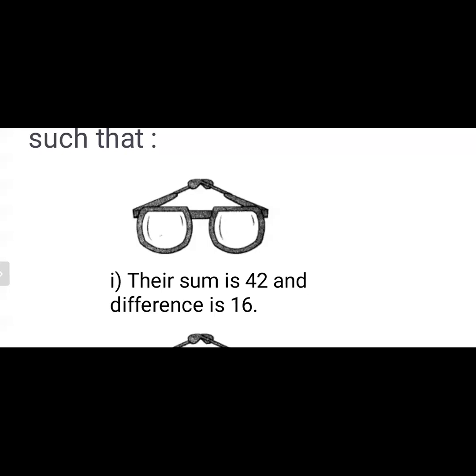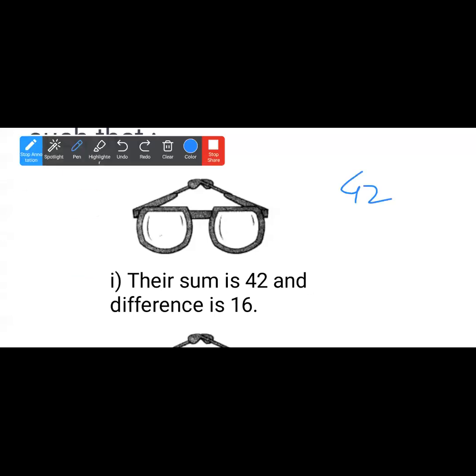Here you add both the numbers and divide by 2. You get the first number. So we add both the numbers: 42 plus 16, you get 58. Divide this by 2, you get 29. So you write 29 in the first spectacle, and subtract this number from 42 because the addition of these two is 42. So 42 minus 29 is 13. So you get both the values, 29 and 13.